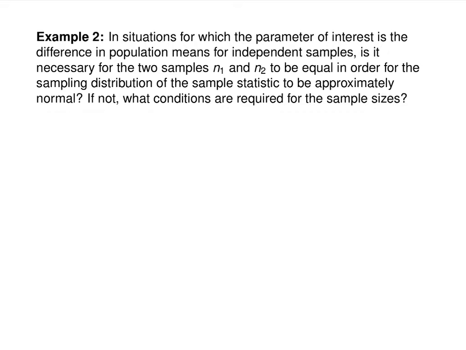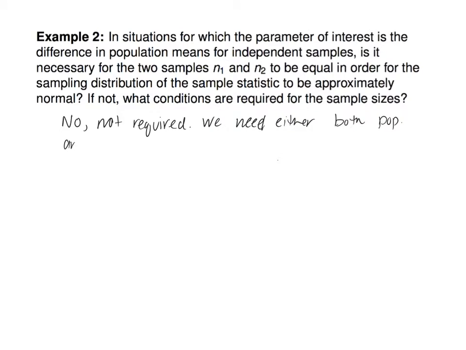In situations where the parameter of interest is the difference in population means for independent samples, is it necessary for the two sample sizes to be equal in order for the sampling distribution of the sample statistic to be approximately normal? If not, what conditions are required for the sample sizes? So once again, no, this is not required. We need either both populations to be bell-shaped, or samples of N1 or N2 bigger than or equal to 30.